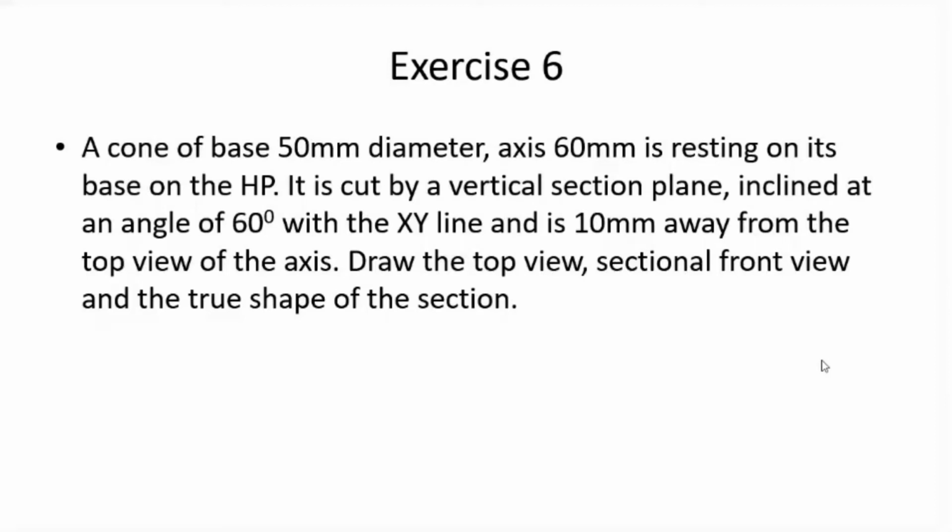axis. So this is a similar case as in the previous one, where we have to find out a section plane which is at some distance from the axis. So here also it is at some distance from the axis. So the same procedure we have to follow, and then there will be something additional also. Then draw the top view, sectional front view and the true shape of the section. So this is the question, and let's see how this can be drawn.